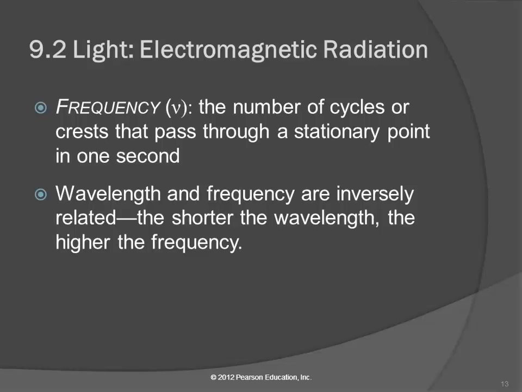Another characteristic of light waves is frequency. Frequency is the number of cycles or the number of crests that pass through a stationary point in 1 second. And the wavelength and the frequency are inversely related. So let's draw some pictures here and see if we can see how this works.